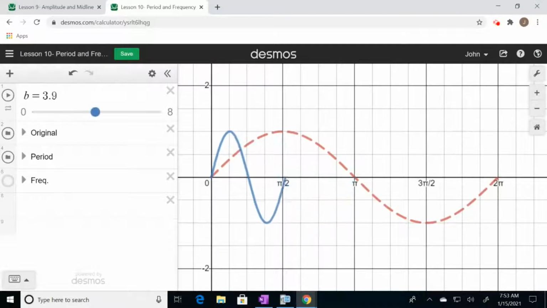Well, what if I make it 4? Well, it happened even faster. The bigger that number gets, the quicker my trig function completes the cycle. One cycle. So the bigger that number is, the faster my trig function completes the cycle. What this number is telling us is what's called the frequency.